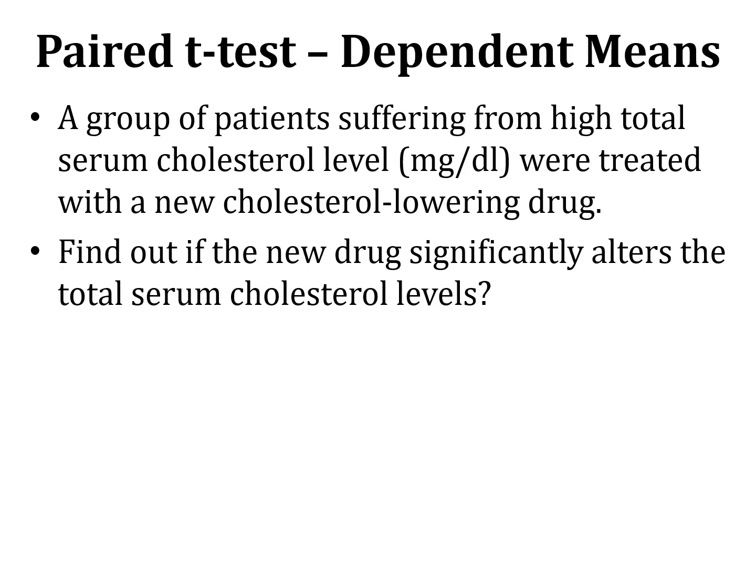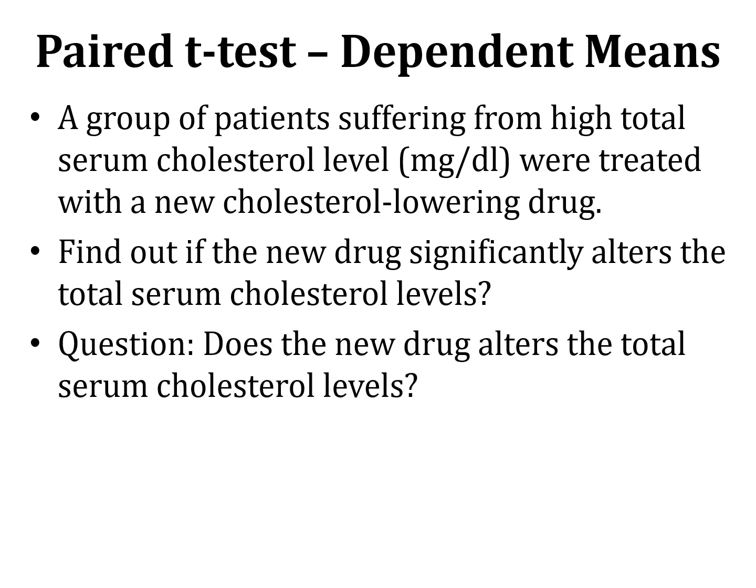And now we have the second example for the paired t-test, and this is a group of patients suffering from high total serum cholesterol level, measured in milligrams per deciliter, and they were treated with a new cholesterol lowering drug. So find out if the new drug significantly alters the total serum cholesterol levels. So this is the example that we have. Now the question is, does the new drug alter the total serum cholesterol levels? This is our research question that we have to check.